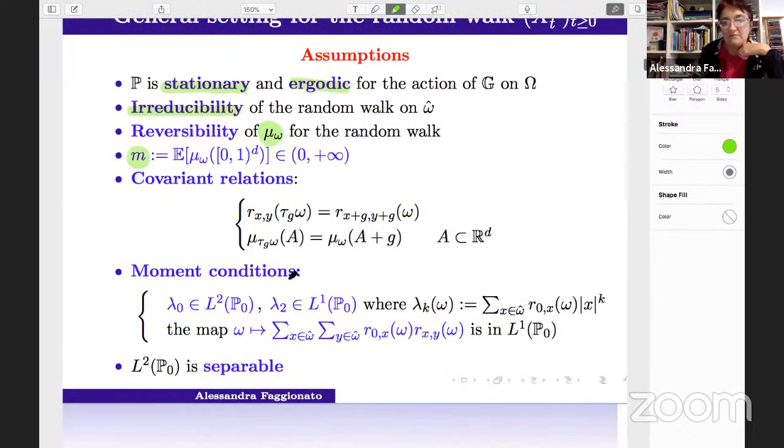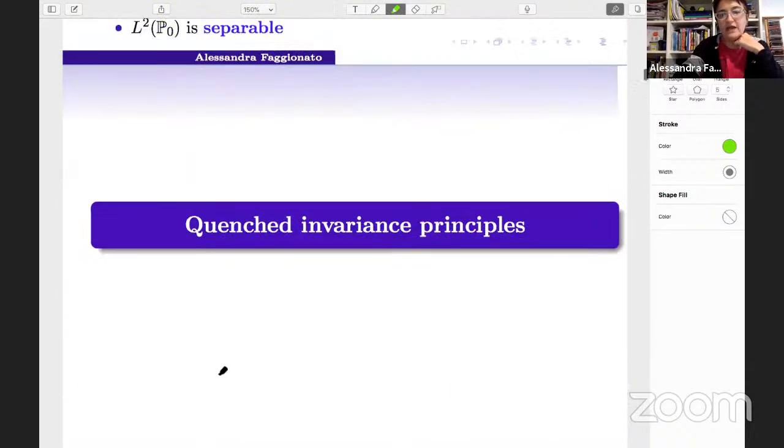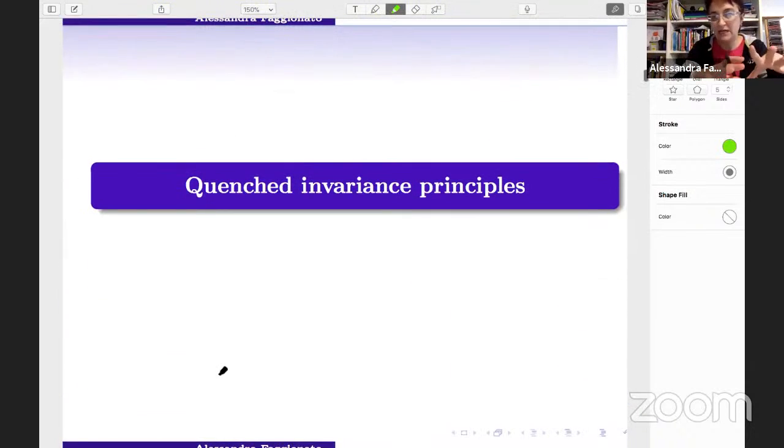And then some moment conditions. I don't enter into the details, but these are some type of second moment conditions. And then, okay, it's something technical, H2 P0 is separable. Okay, a first application in discrete probability of the two-scale convergence is due to Pierre Mathieu and Andrey Piatnitski in the field of quenched invariance principles.